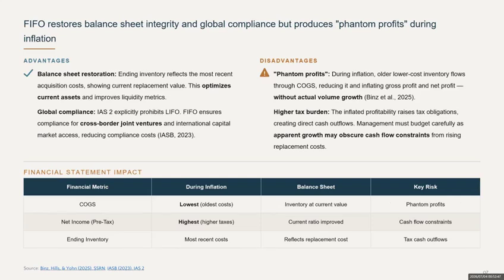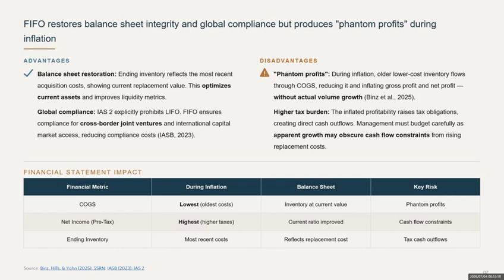And more importantly, International Accounting Standard IAS 2 explicitly prohibits the use of LIFO. Adopting FIFO eliminates compliance hurdles of cross-border joint ventures and overseas financing, significantly reducing the compliance cost.